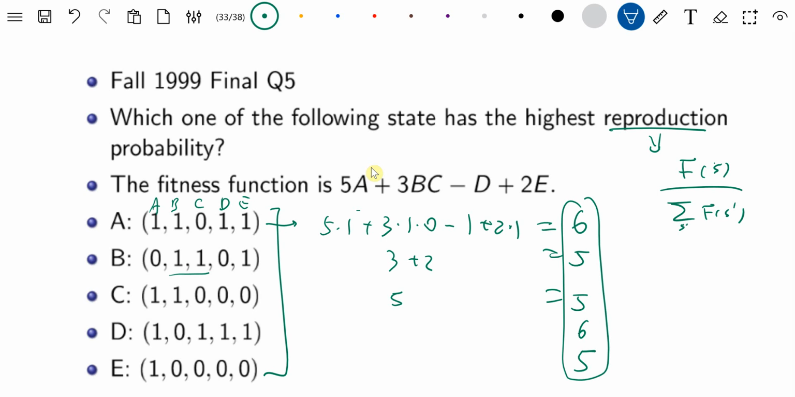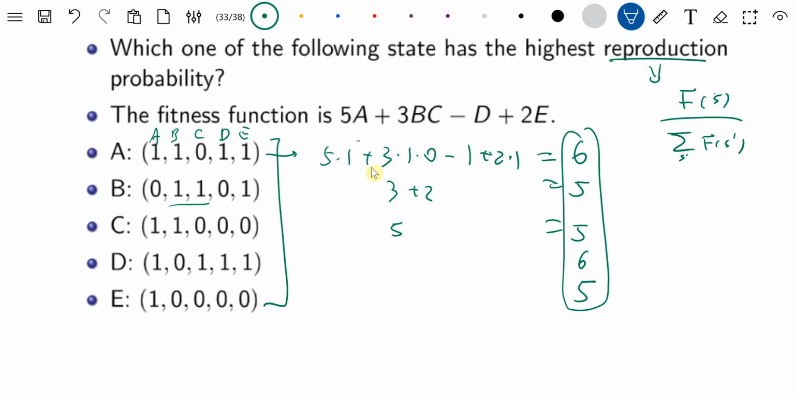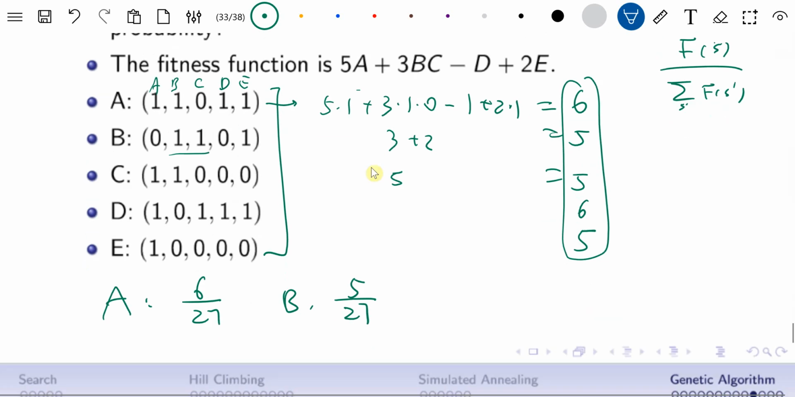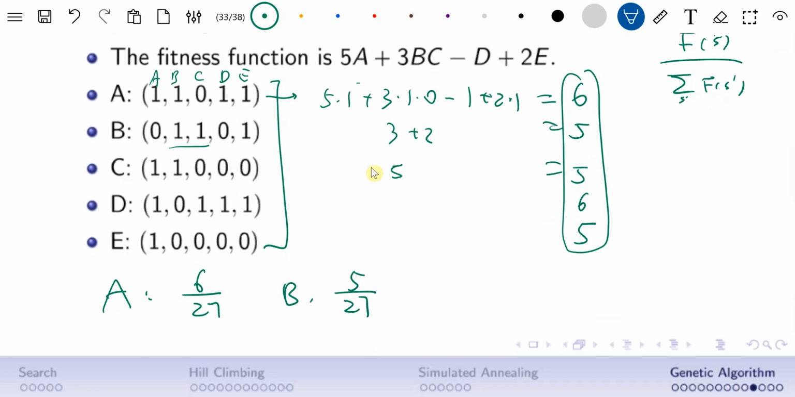Summing them up is 15 plus 12, so it's 27. So the reproductive probability for A is 6 over 27. For B it is 5 over 27, and for C it is also this. For E it is also this, and for D it is also this. So these are the reproductive probabilities.